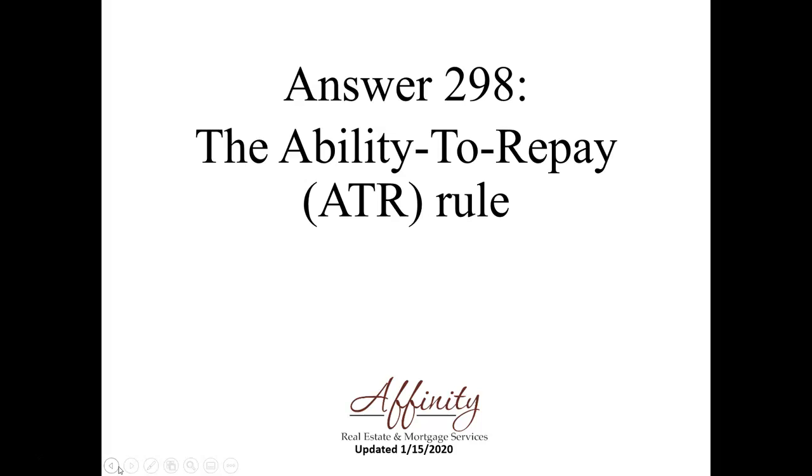Now you have to do calculations to make sure that your borrower can afford the mortgage that they're going into. The reason we crashed in the first place is because we didn't have a rule such as the ATR in place back in 2007, 2008.